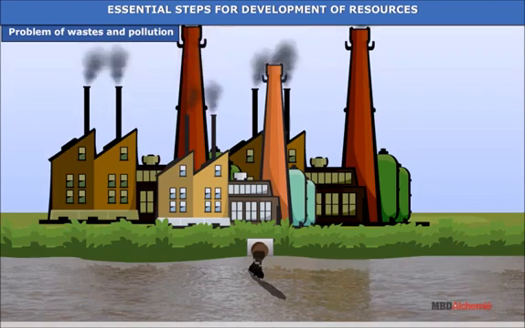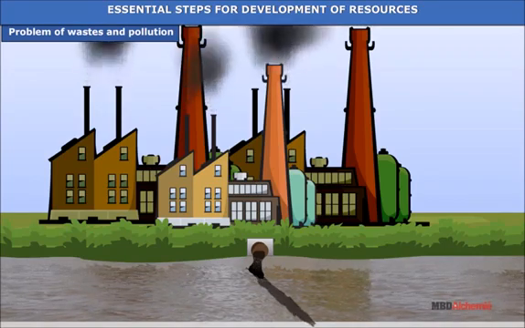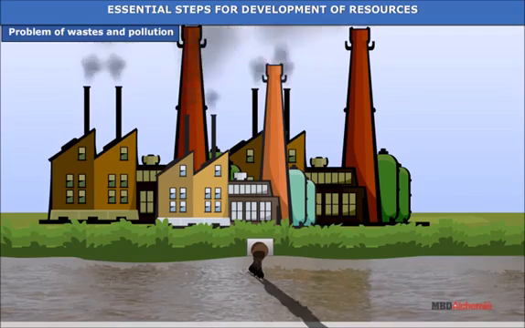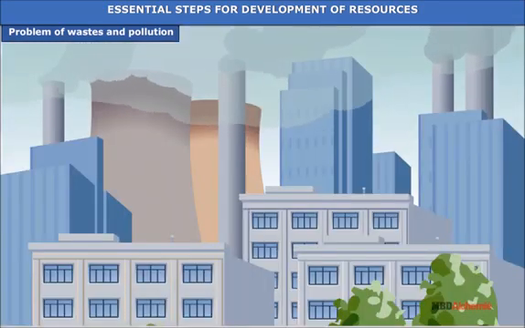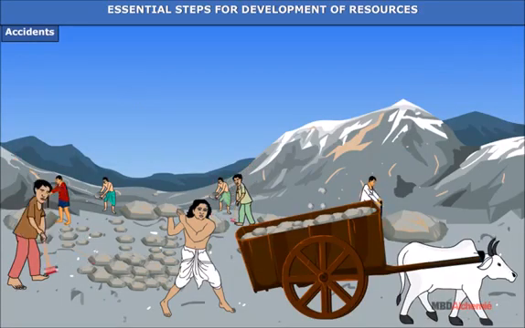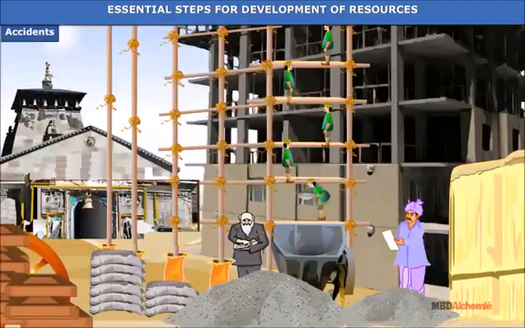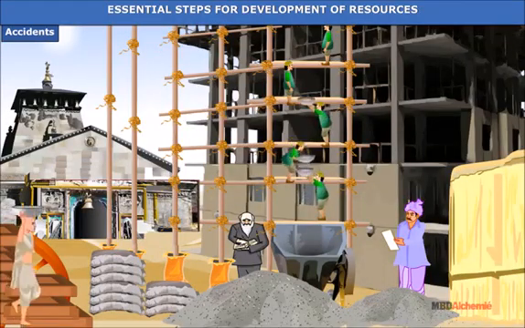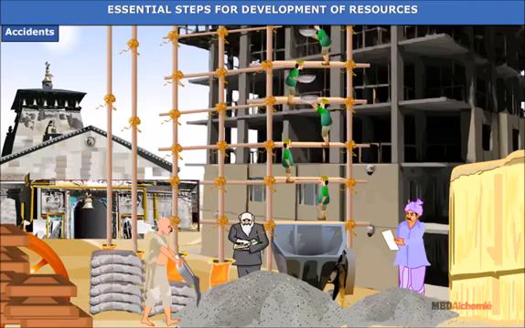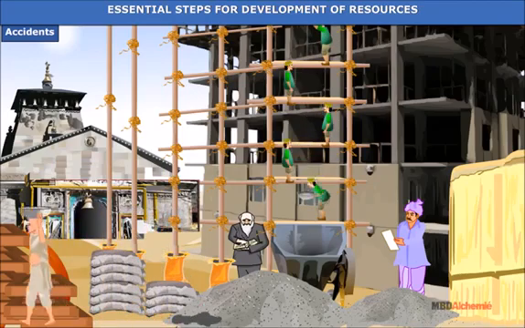Problem of wastes and pollution. The exploitation of resources leads to accumulation of huge wastes in the environment. Moreover, many resources are also misused either because of inefficient technology or wasteful consumption patterns. Accidents. Many accidents happen while mining, transporting, and using resources. These accidents not only cause loss of life and property, but also cause great damage to our environment. If proper planning is lacking, frequent accidents are inevitable.